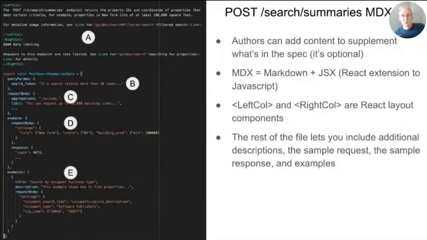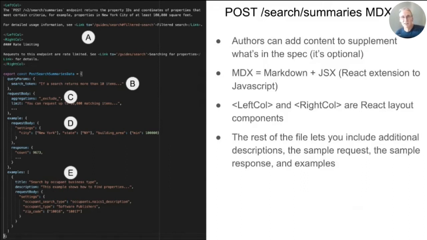The site will build just fine without these files. But this is how authors can supplement what's in the spec. MBX is a combination of Markdown and JSX, where JSX is React's extension to JavaScript. We use Gatsby to build the site, and while MBX isn't unique to Gatsby, Gatsby does provide great support through the MBX plugin. The top portion on the left, A, is the endpoints overview section.